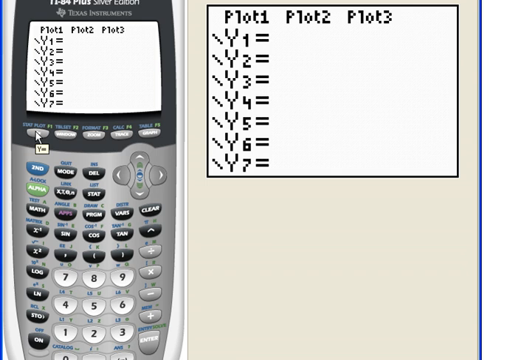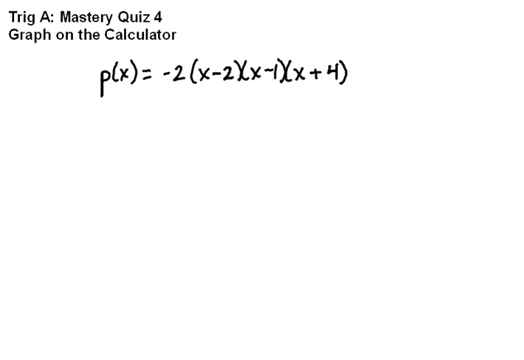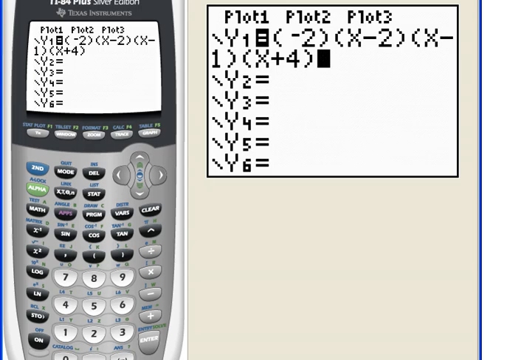We had a -2, x minus 2, x minus 1, x plus 4. Let me double check to make sure I got that right. Alright, looks good. Make sure again that you know the difference between the negative sign and the subtraction sign. This is crucial. Alright, we're going to graph it.